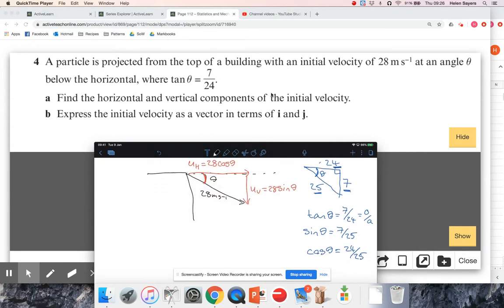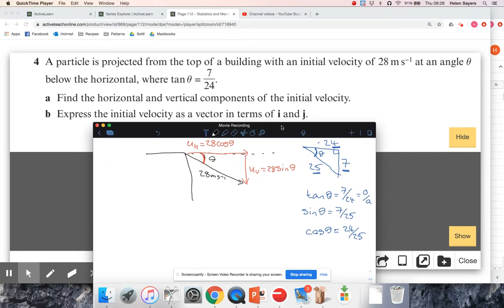So scroll up a little bit. In fact, let's just move this up a little bit. Okay, so the horizontal velocity, I'm using u for initial velocity with the subscript h to show it's the horizontal. So 28 cos theta is going to be 28 times 24/25. So 28 times 24 divided by 25. To 3 significant figures, I'm getting 26.9 meters per second, and that's to the right.